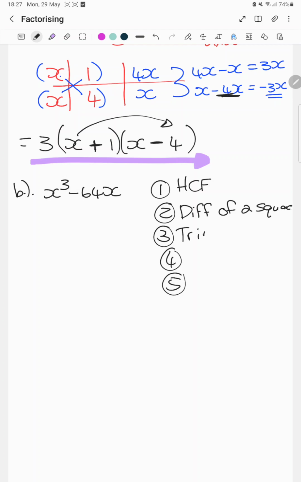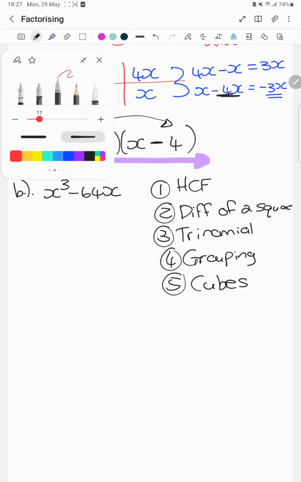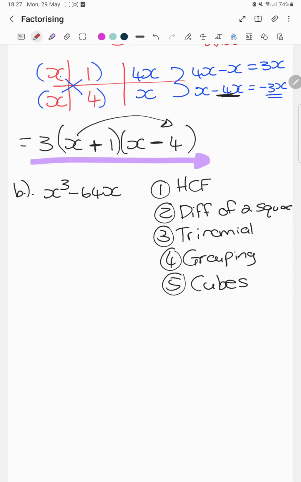Option 3 is my trinomial. Option 4 is grouping. And then option 5 is my cubes. Okay, so let's first eliminate what we know it definitely isn't. So it can be a cube. There is an a to the power of 3. Okay, so we'll hold on for that one for a moment.